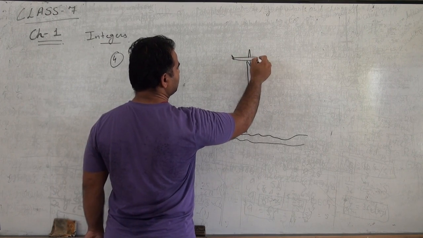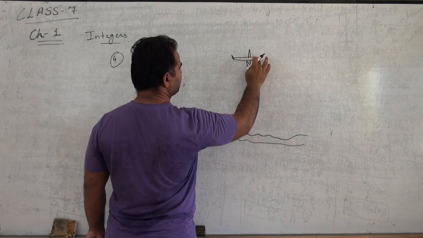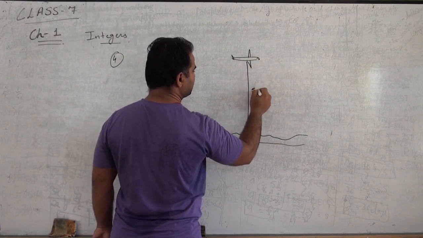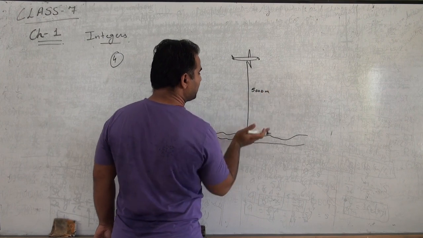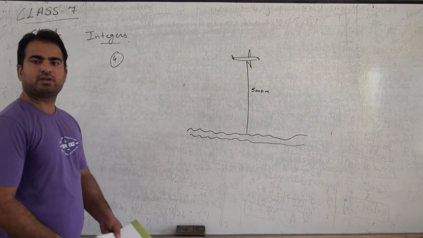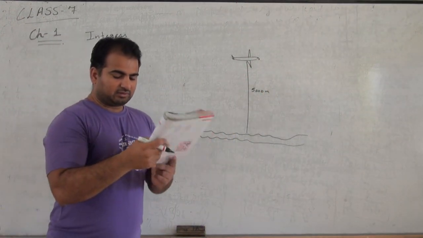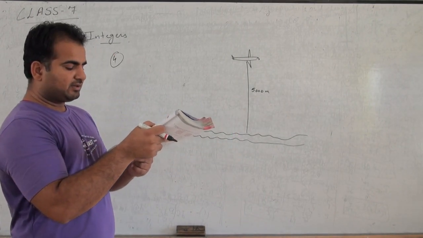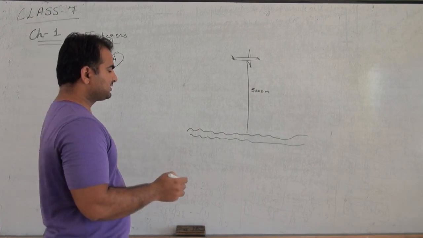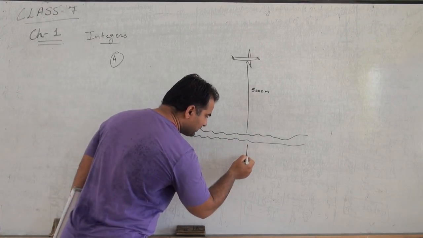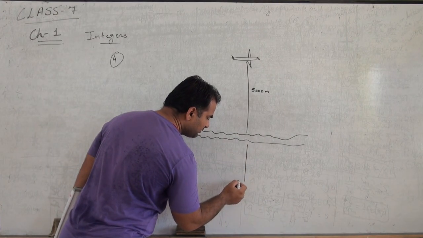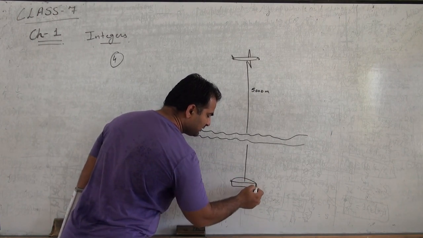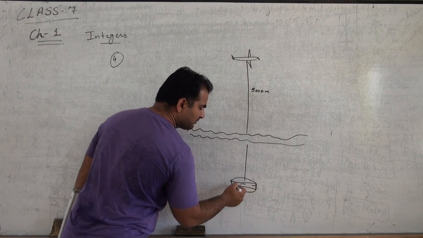Okay, this is our plane. Our plane is flying there, 5,000 meters above sea level. And where is the submarine? The submarine is floating 1200 meters below sea level. This is our submarine. Okay?